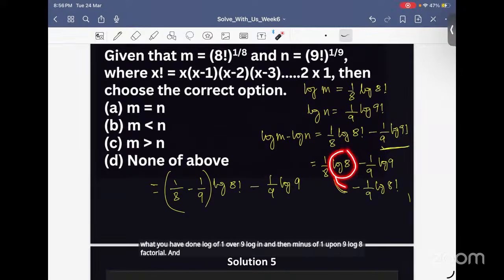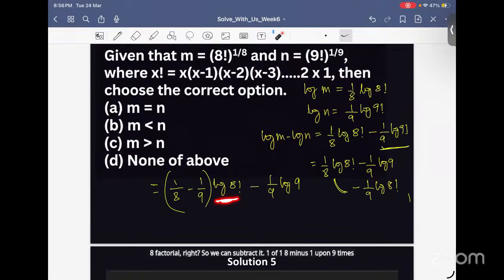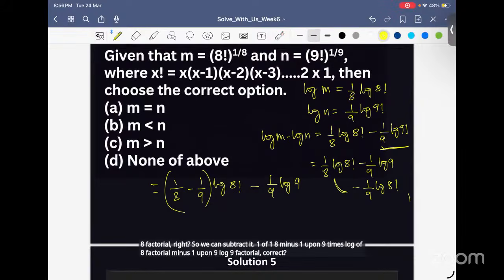And you can see that log 8 factorial out of log 8 factorial, right? So we can subtract it. 1 upon 8 minus 1 upon 9 times log of 8 factorial minus 1 upon 9 log 9 factorial, correct? So now we can write it as 9 minus 8 upon 9 into 8, correct? So that will be 1 upon 72 times log of 8 factorial minus 1 upon 9 log of 9.